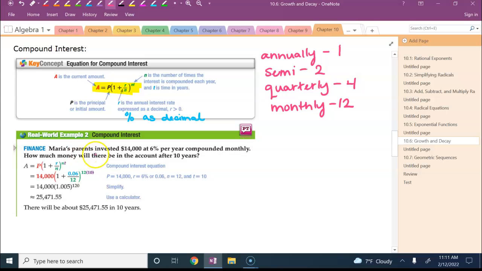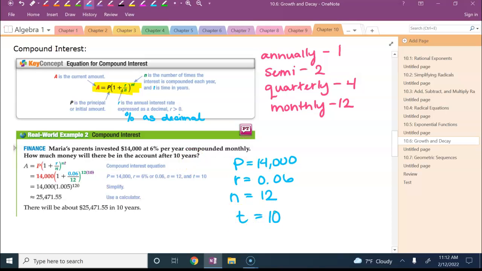So, for example, Maria's parents invested $14,000 at 6% per year, compounded monthly. How much money will there be in the account after 10 years? So, your principal is at $14,000. That's how much they put in initially. R is at 6%, which as a decimal would be 0.06 because you have to divide that by 100. It says that it was compounded monthly. Okay, so N would be 12 because there's 12 months in a year. And they want to know how much will be in the account after 10 years of this happening. So T would be 10.